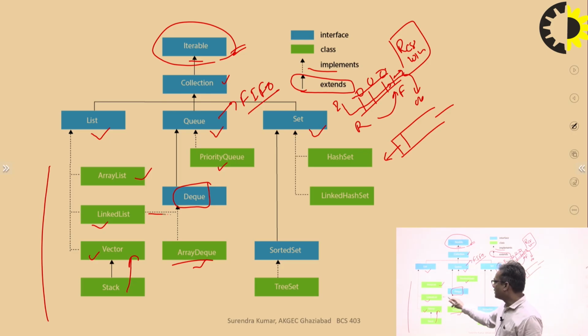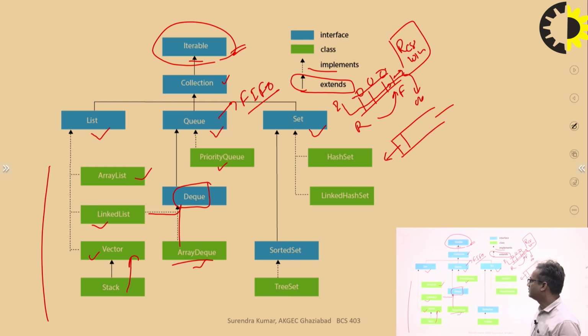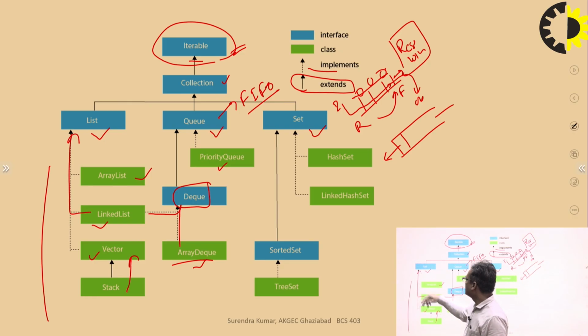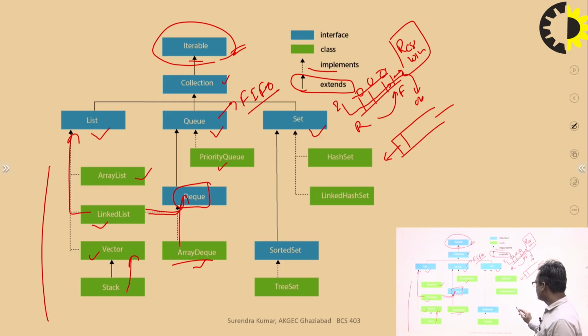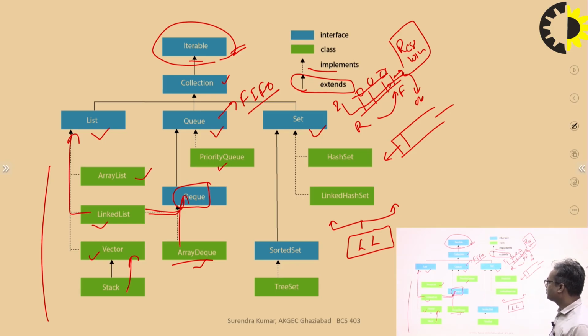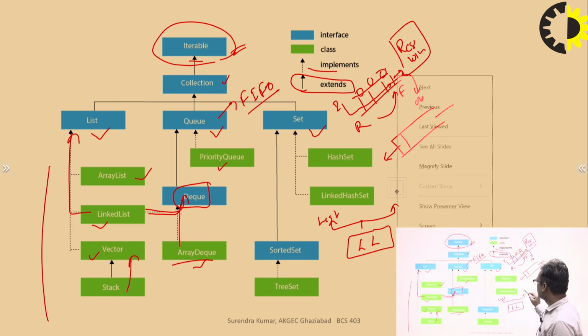The linked list is again implemented with DQ also. So it is implemented with two interfaces, list and DQ. So you can create a linked list, as linked list is accessing features of two interfaces. That means it is using multiple inheritance. एक इंटरफेस यहाँ पे आ रहा है लिस्ट, एक इंटरफेस आ रहा है यहाँ पर DQ. Right.